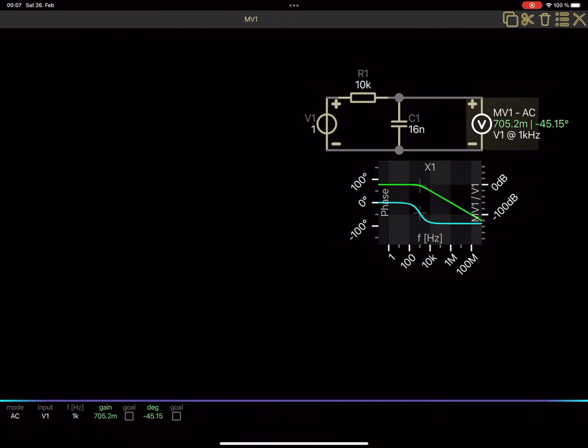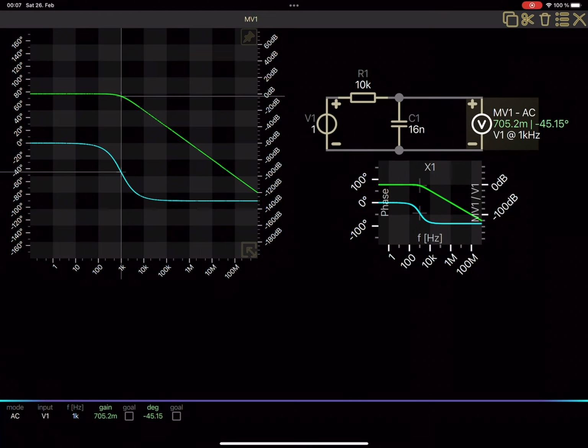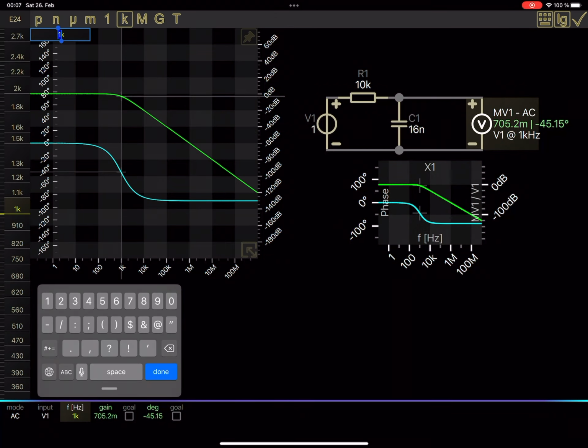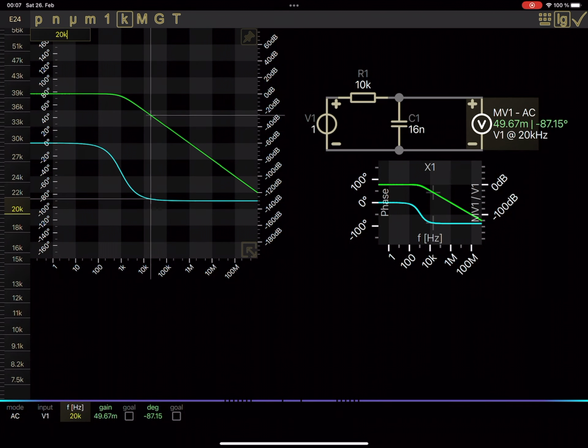To view the corresponding cursor, we bring up the Pinchable Plot by selecting the thumbnail plot, activating the pin button, and selecting the voltmeter again. Change the measurement frequency to read out any point in the Bode plot.